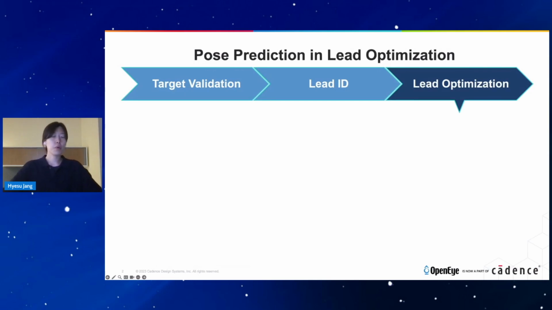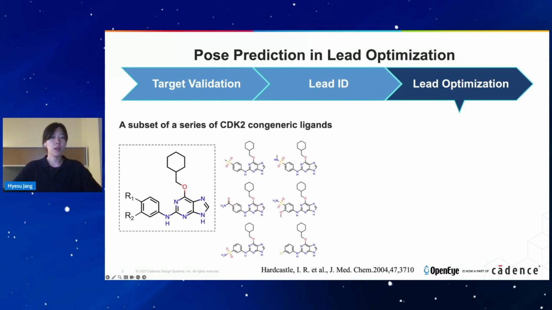There are two separable pose-prediction problems in the early stage of drug discovery. One can be found in lead optimization. In lead optimization, a congeneric series of a lead compound is designed and evaluated. And here's one example of a congeneric series. This is a congeneric series of CDK2 inhibitors. They share a common substructure, which is shown in the box on the left, with varying R groups in the meta and para position of the benzene ring.